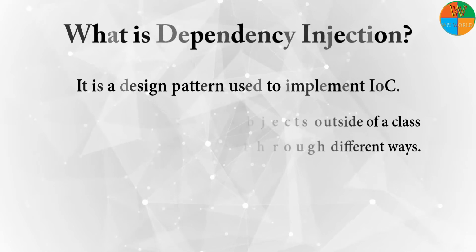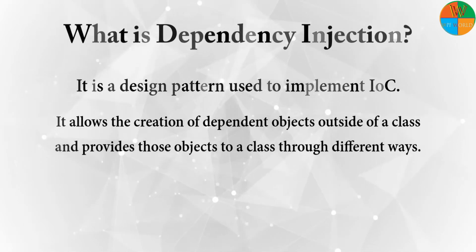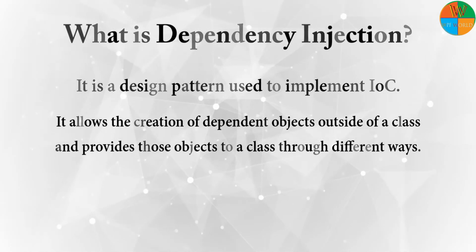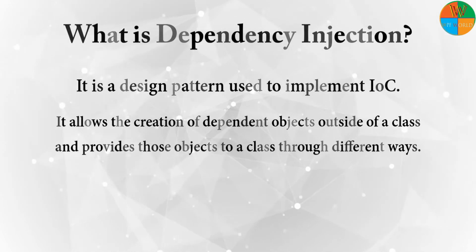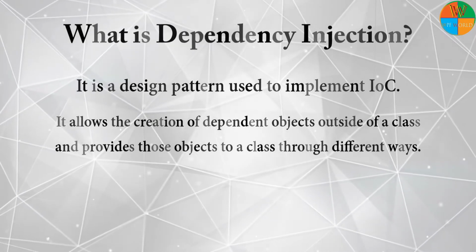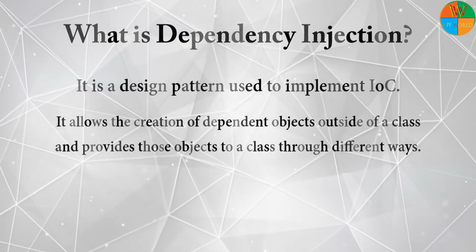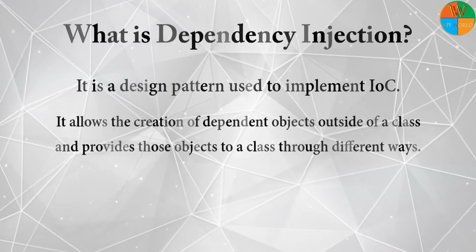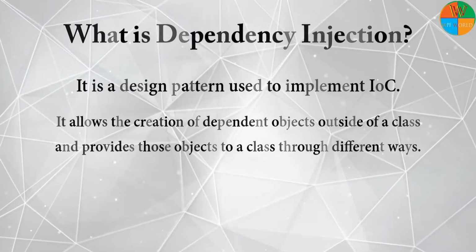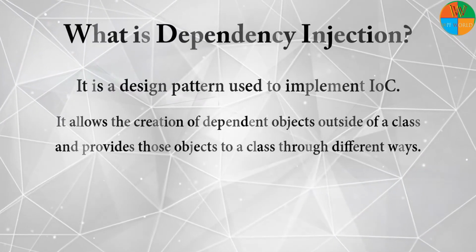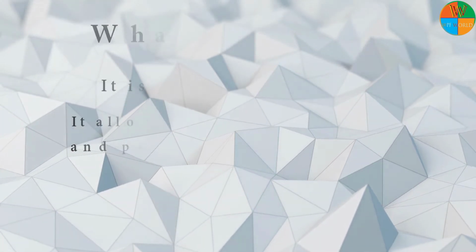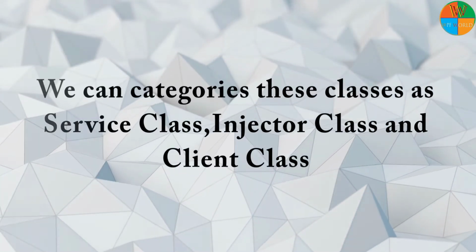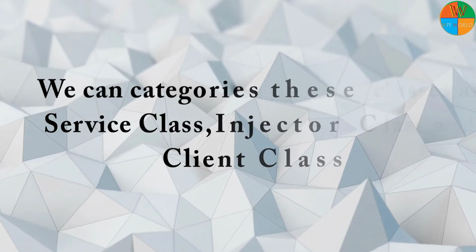It allows the creation of dependent objects outside of the class and provides those objects to the class through different ways. It means to implement the dependency injection, we need three classes. One is the dependent class, another one is the class which is responsible to create the dependent class object, and the last one is the class which will use the dependent object through the outer class. We can categorize these classes as service class, injector class, and client class.